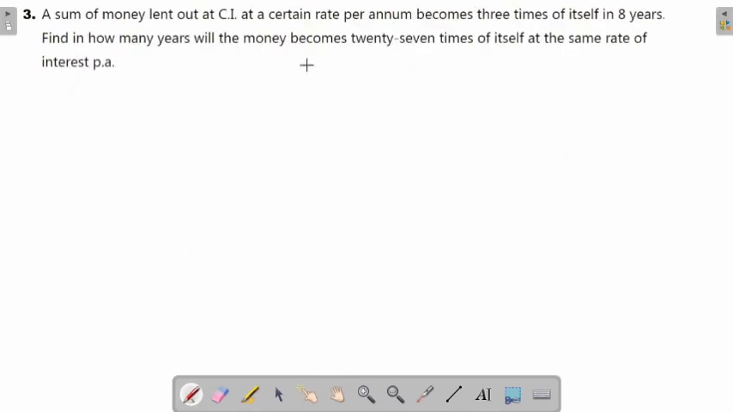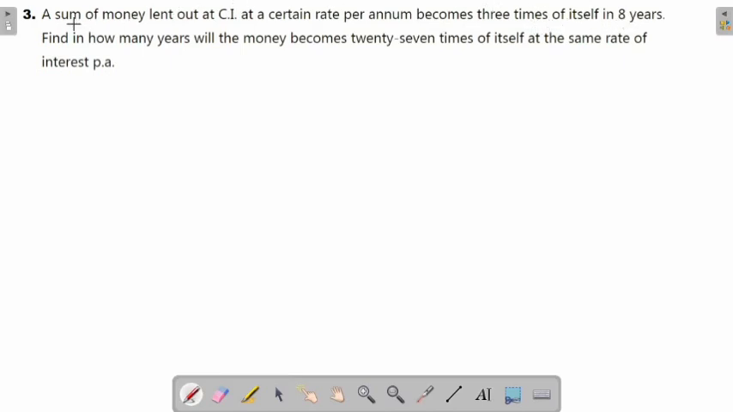Okay, so we have another question. Let's try and understand the question. Question number 3 says: a sum of money lent out at compound interest at a certain rate per annum becomes 3 times of itself in 8 years.